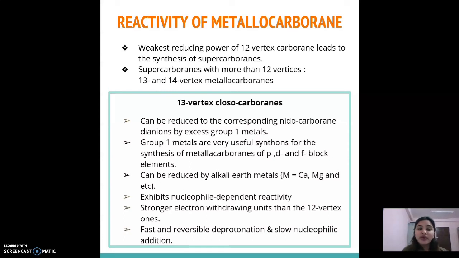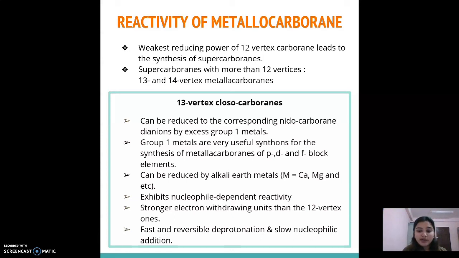So let's take a look at the reactivity of the 13 vertex chlorocarboranes. They can be reduced to the corresponding nidocarborane dianions by excess group 1 metals, which can be sodium, potassium, lithium, and so on. Group 1 metals are very useful synthons for the synthesis of metallocarboranes of p, d, and f block elements. A synthon is actually a constituent part of a molecule to be synthesized. They can also be reduced by alkaline earth metals like calcium, magnesium, and so on.